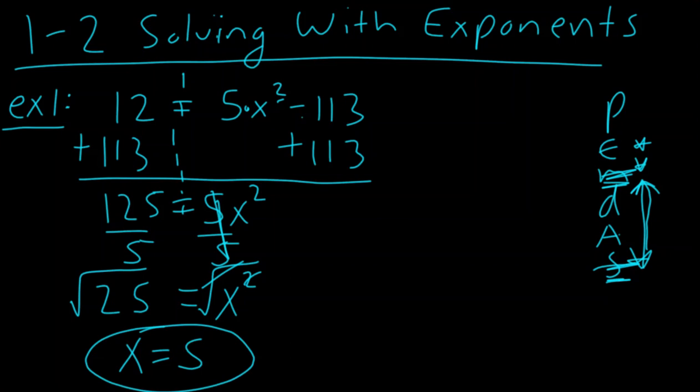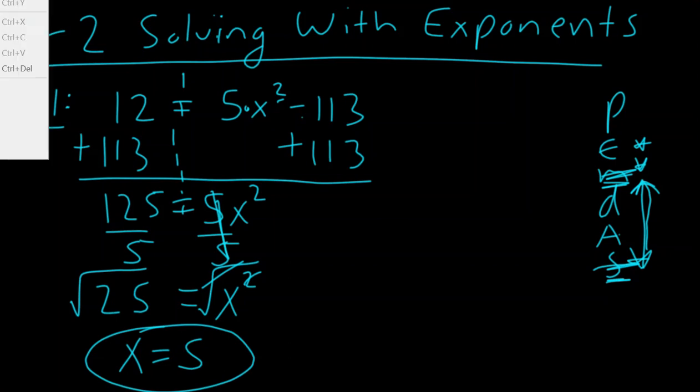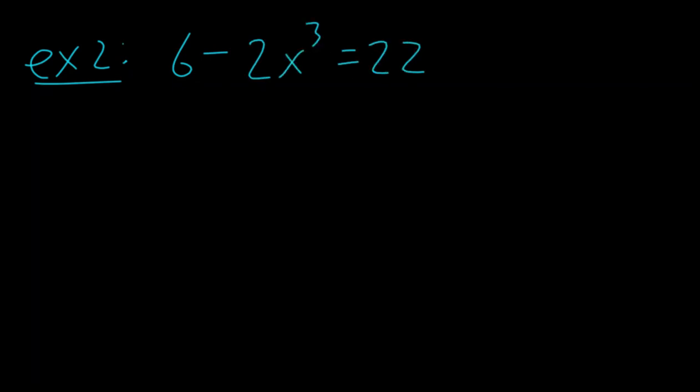Okay, let's go ahead and move on to our second example. As always, I would encourage you to pause this and finish taking your notes. Okay, example 2. Man, we're going to be really good at these by the time we are done. We have 6 minus 2x cubed is equal to 22.